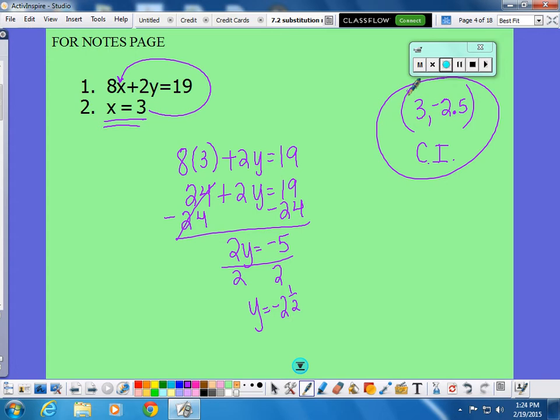Why do you think that this method or the elimination method would be better than the graphing method? Where did I get here? I got a decimal or a fraction. Those are hard to graph with, aren't they? Remember, we talked about earlier that this x-intercept would be 19/8, 2 3/8. And the y-intercept would be 9.5. And so that line would be tough to graph anyway. And so an algebraic method, substitution or elimination, makes it easier.